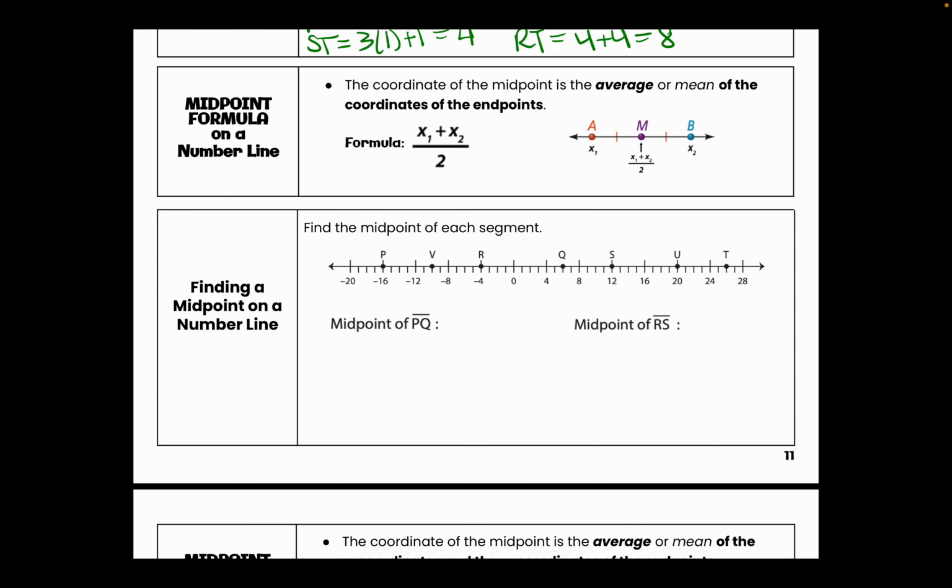Okay, so along with midpoints, we have a midpoint formula on a number line. The coordinate of the midpoint is the average, or the mean, of the coordinates of the endpoints. So our formula is x1 plus x2 divided by 2.